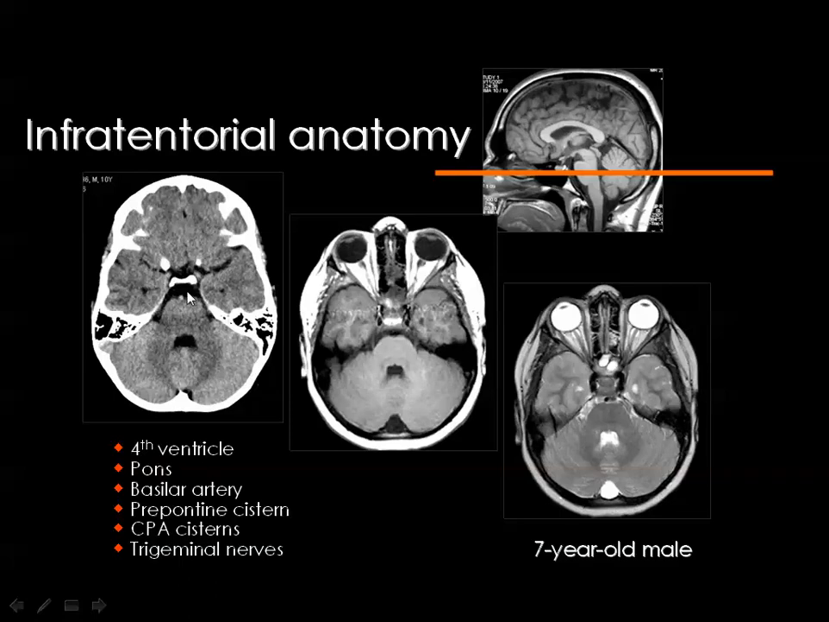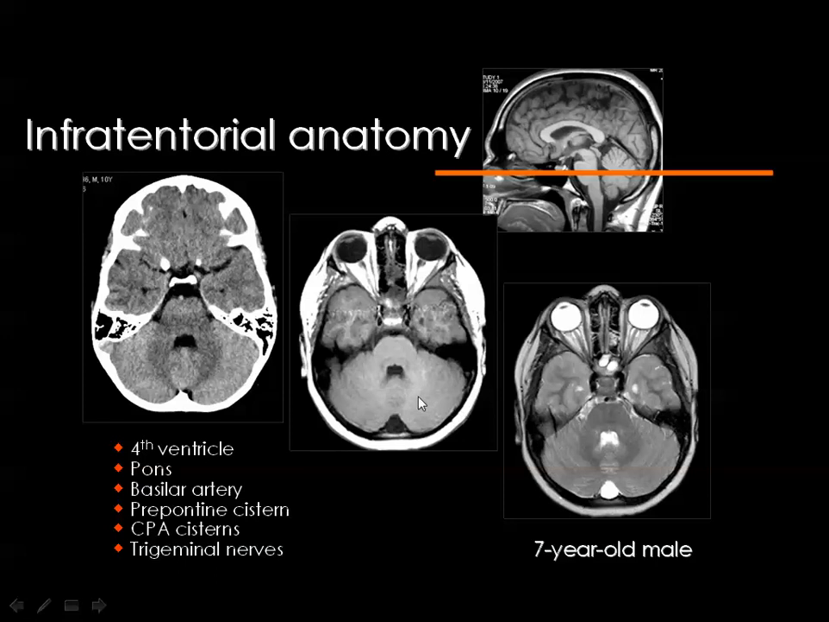And you see this is the prepontine cistern. It has a small extension on the left side and another extension on the right side. This is known as the cerebellopontine angle cistern, or the ambient cistern. This is the left one and this is the right one.